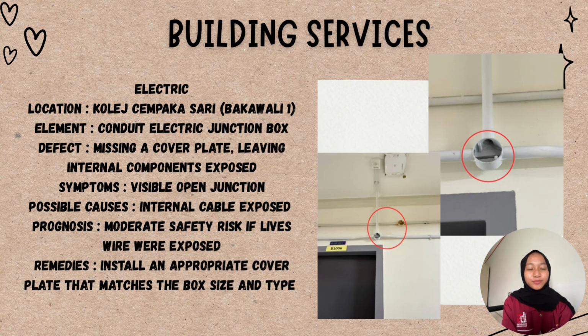Next element of building services is electrical. The location is College Cempaka Sari, Bakawali 1. The element is conduit electric junction box. The defect is a missing cover plate, leaving internal components exposed. The symptom is visible open junction. The possible cause is internal cable exposed. The prognosis is moderate safety risk if live wire were exposed. The remedy is to install an appropriate cover plate that matches the box size and type.